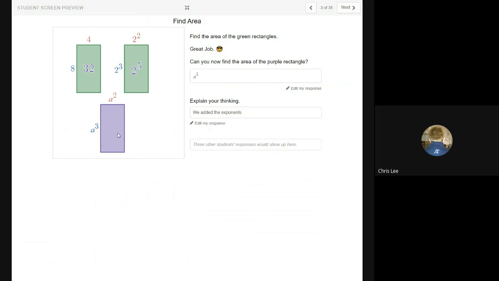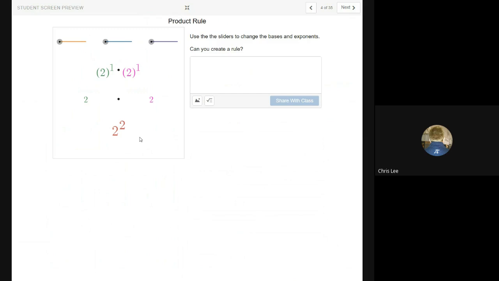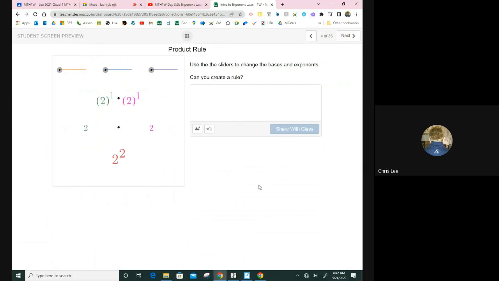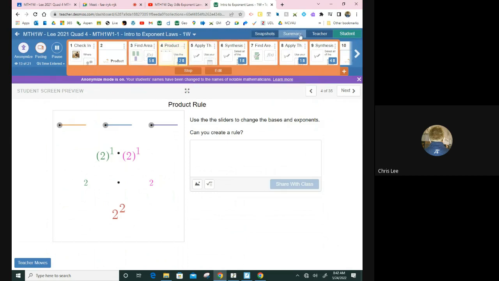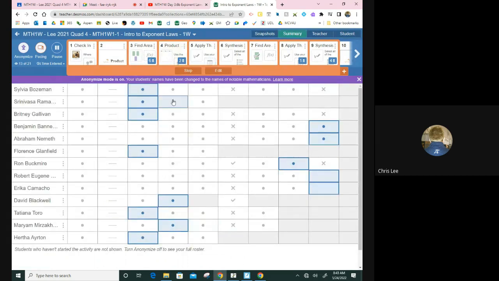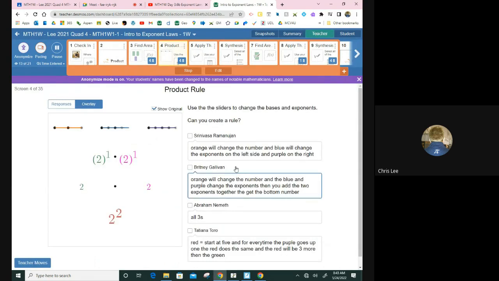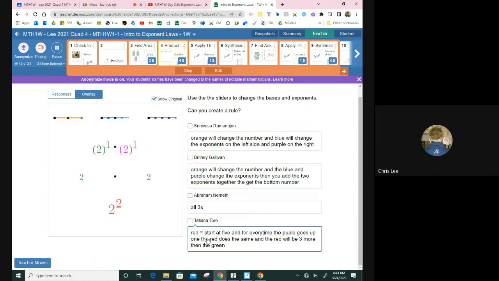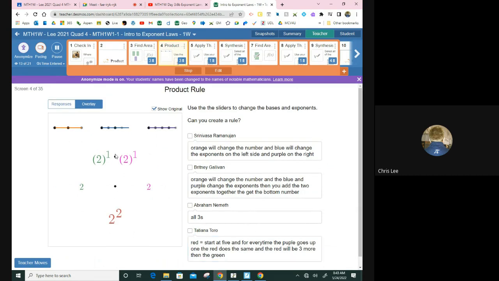All right, let's see if we can see any playing around with this. So let's see what you guys did on this. See what sort of rules people had. Orange will change the number, blue will change the exponent on the left, and purple on the right. Good. Good. Red equals the start at 5 for everything. The purple goes up. Okay, good. And we have all sorts of different ideas.